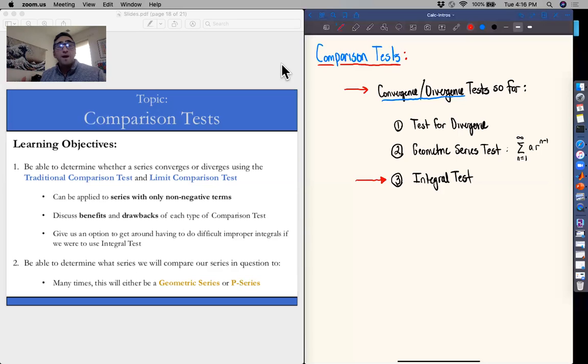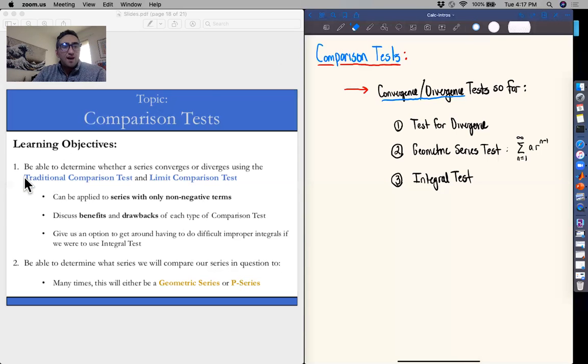And this is where the comparison tests really come in. The comparison tests are another way for us to test whether a series converges or diverges, but test a more general, broad class of series, similar in the vein of the integral test. However, the comparison tests will let us bypass having to do a difficult integral.